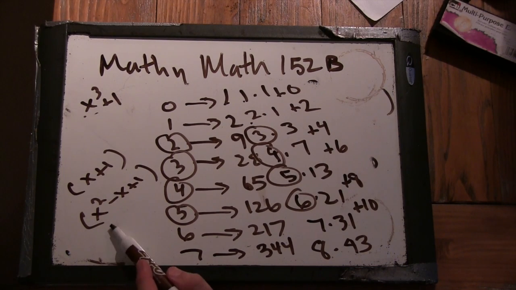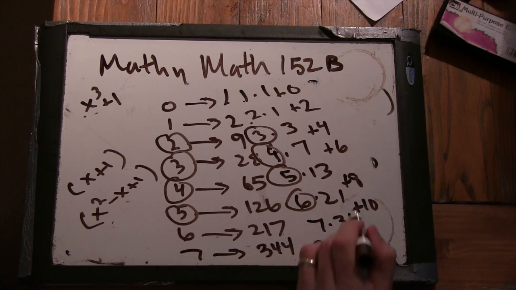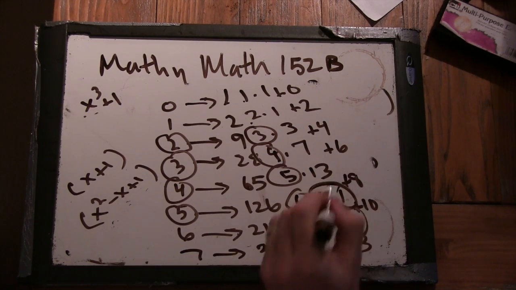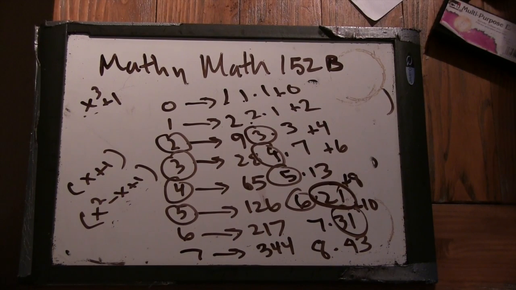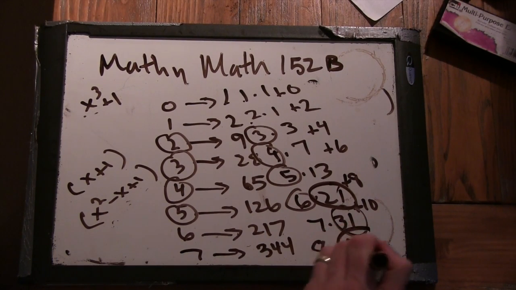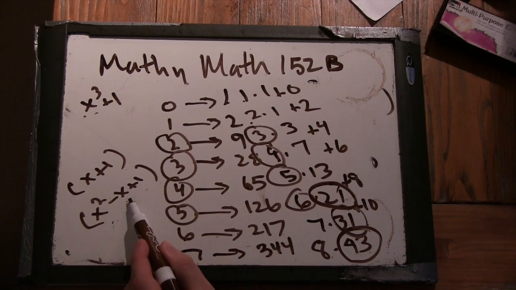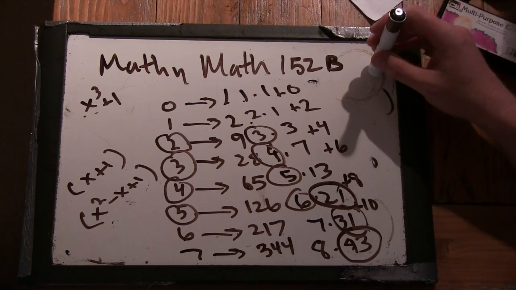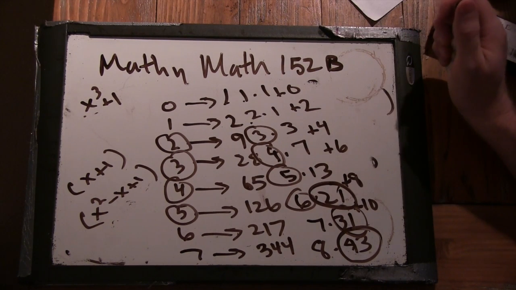So for 6, for example, 36 minus 6 plus 1, 31. For 5, 25 minus 5 plus 1, 21. For 7, 49 minus 7 plus 1, 43. So cubes are different than squares in that there's some pretty miraculous factoring that happens. And it's different.